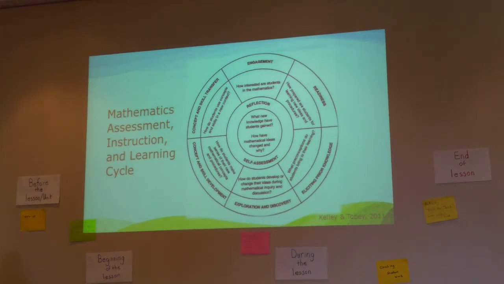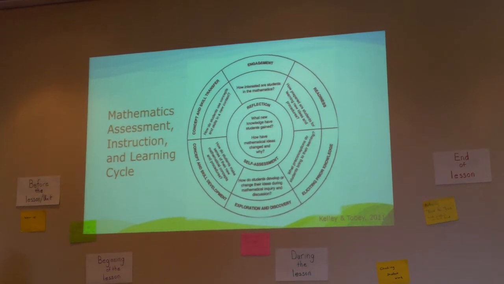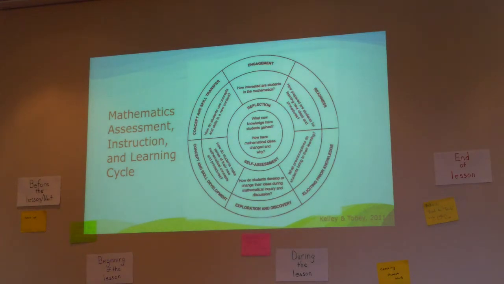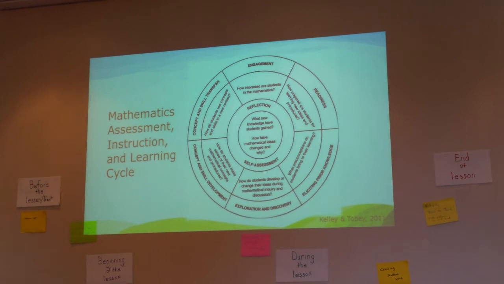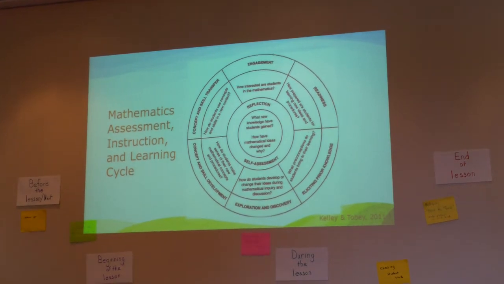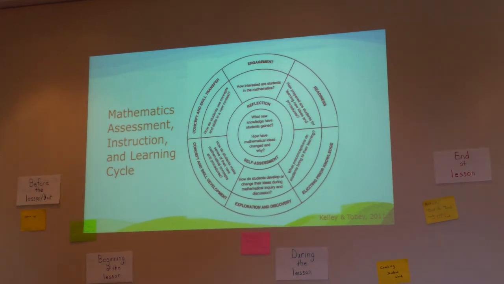The folks that worked on these probes that I gave you also have a heuristic tool for us to think about where do you plan and how do you plan for what kinds of formative assessment that you want. So let me give you a bit of an enlargement of this circle. They call this the Mathematics Assessment Instruction and Learning Cycle, called MAIL. And when it's for science, it's called SAIL. So you might even see it out there for science as well.